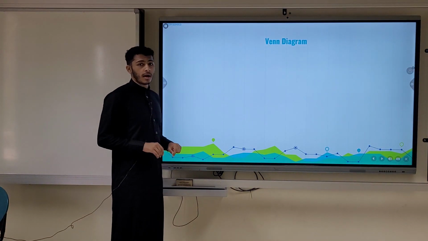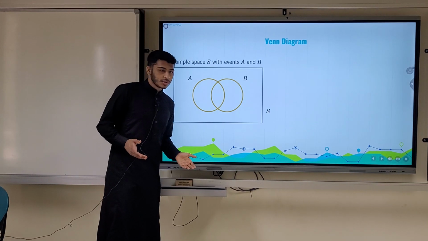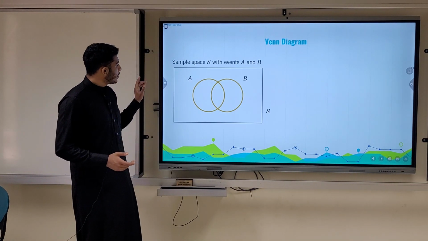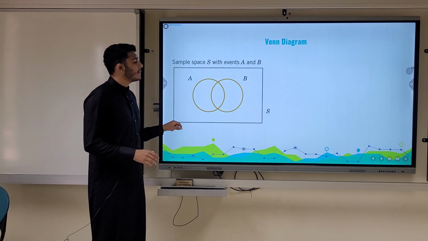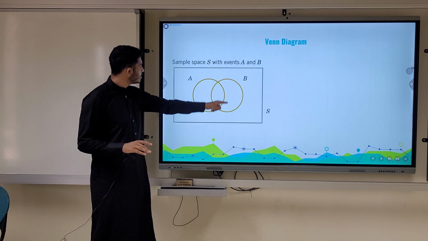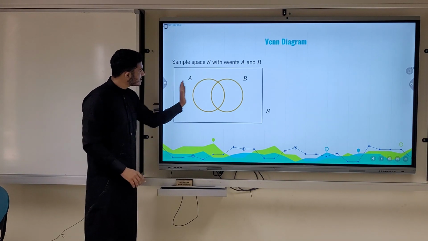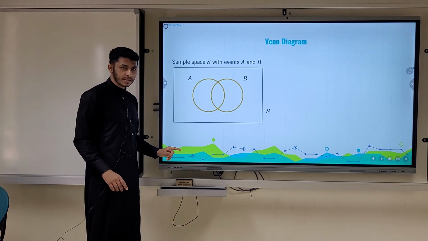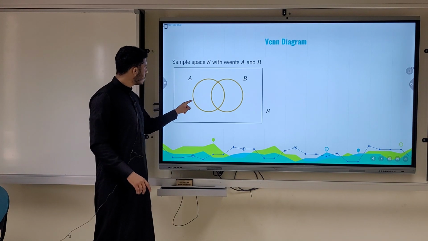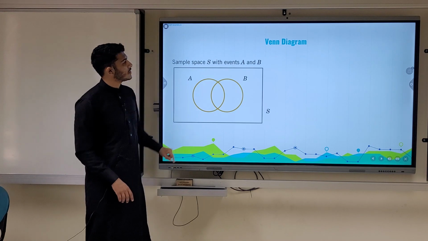Now, let's talk about Venn diagrams. Venn diagrams are these circles that we know from middle school. So let's talk further about them. Each circle in this Venn diagram is an event. And the square that includes both circles is the sample space. So everything inside of the square is in the sample space, and everything inside the circle is in the event. So event A has this circle and event B has this circle.